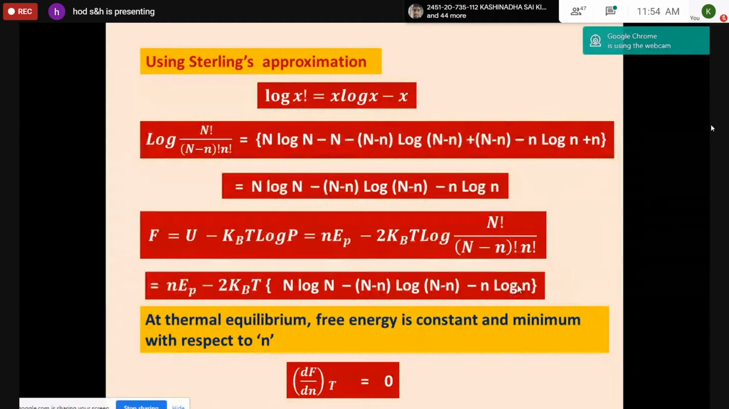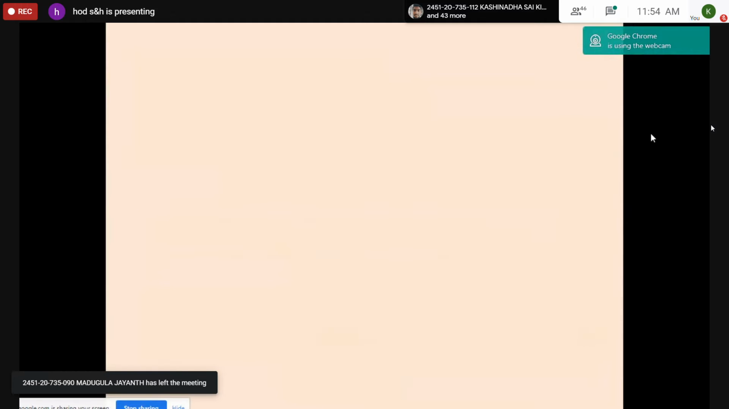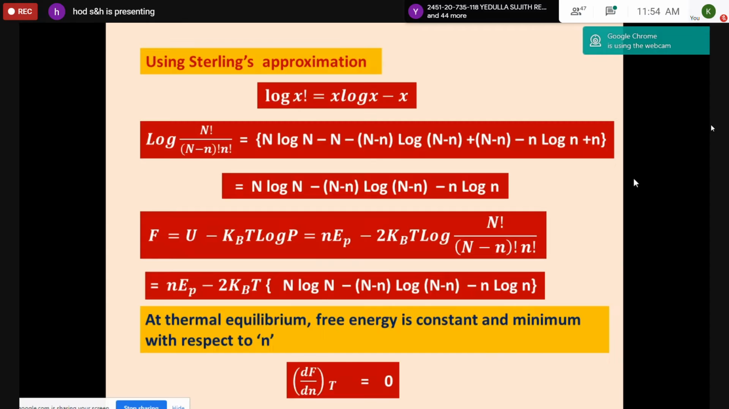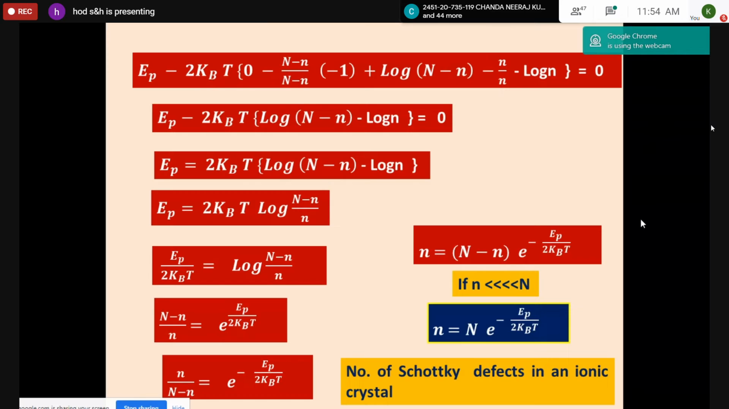Similarly, for minus n log n, then wait for some time. Today the data is not sharing properly. Is it visible now? No, sir. Okay. Now it is. Yes, sir.